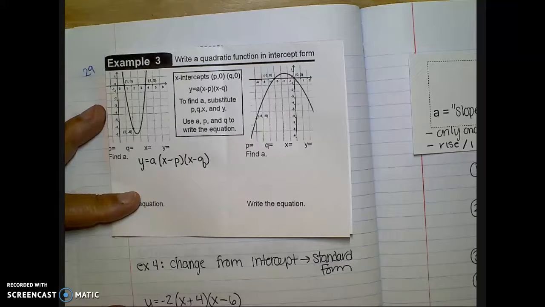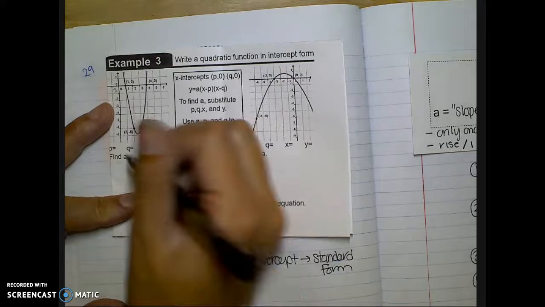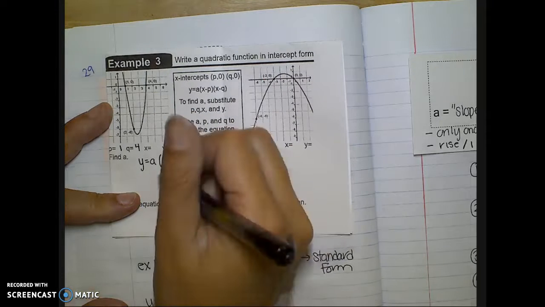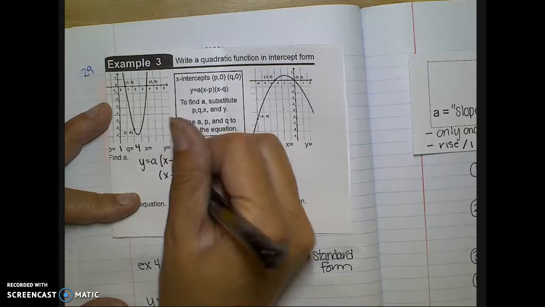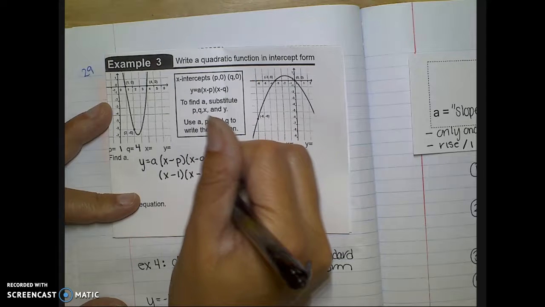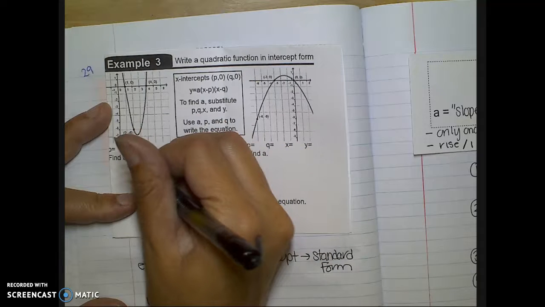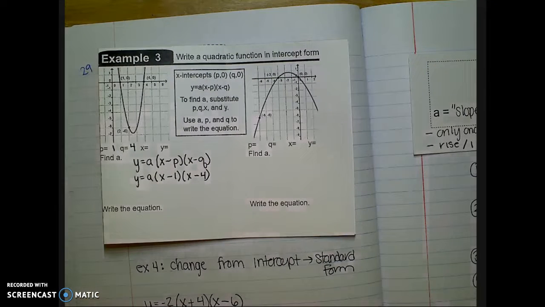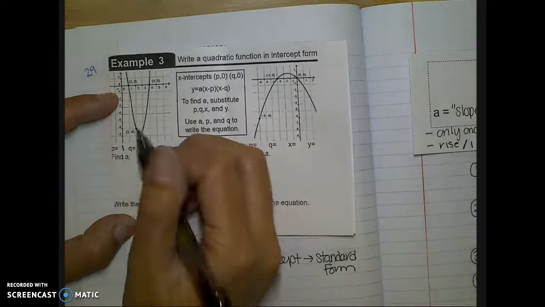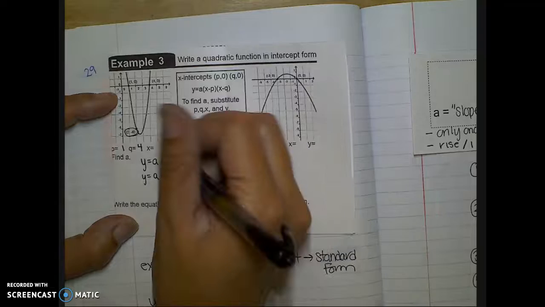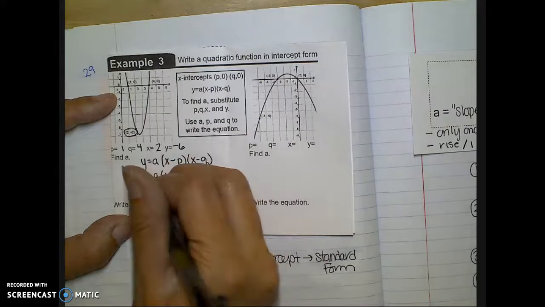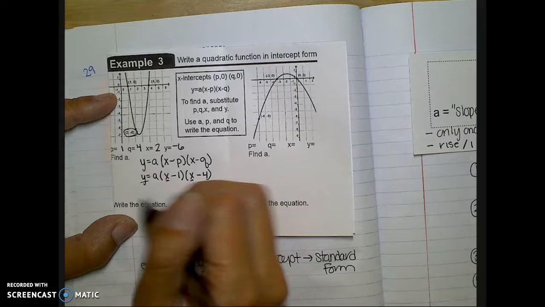So some of the things are obvious to me, like I can see my x-intercepts are at 1 and 4, so I want to put those in for p and q, so I can do x minus 1, x minus 4. I don't know a yet, so I'm going to leave it as a. Now the thing is, I can't really tell my a value because it's my slope and I don't know exactly where my vertex is, but they are giving me this other x and y point right here, so I know that x is 2 and y is negative 6, and I can put those in for the x's and y's down here and then solve for a.